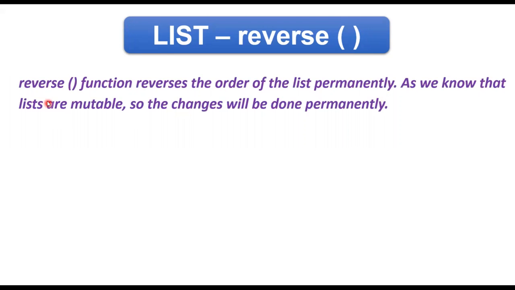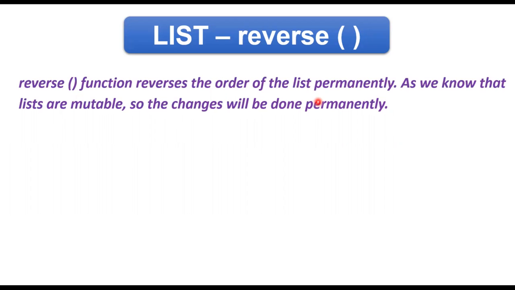Today we are going to talk about the reverse functionality of list. So let us start with it. The reverse function reverses the order of the list permanently. That means the elements which are written from left to right will be displayed from right to left.